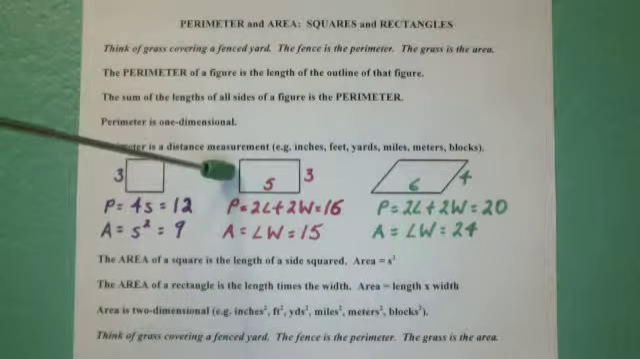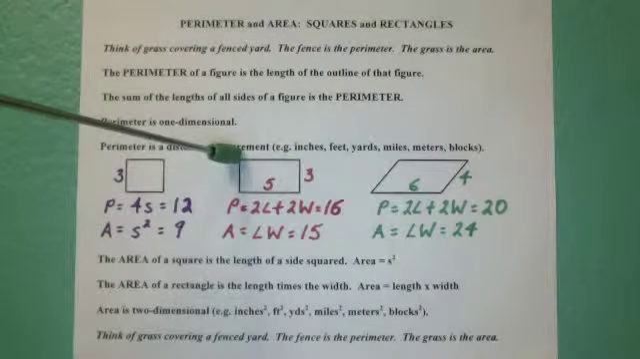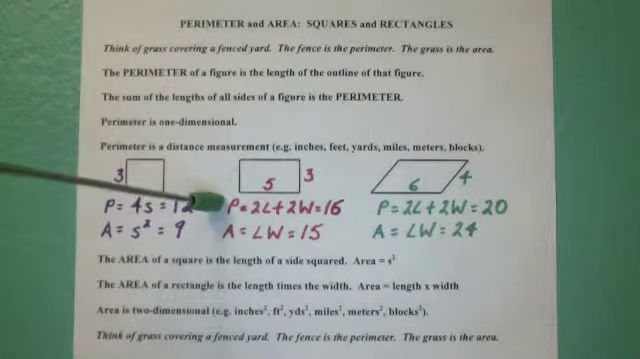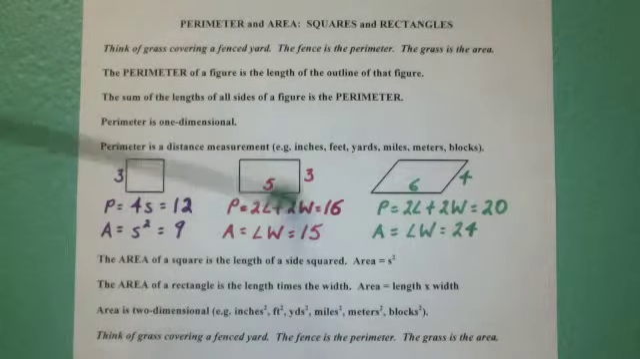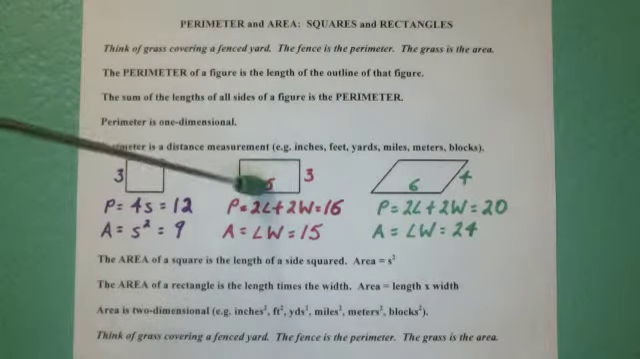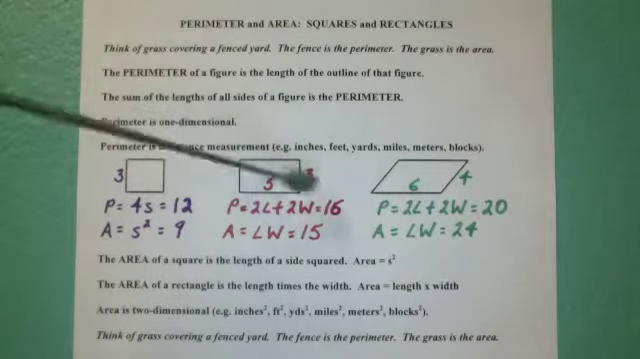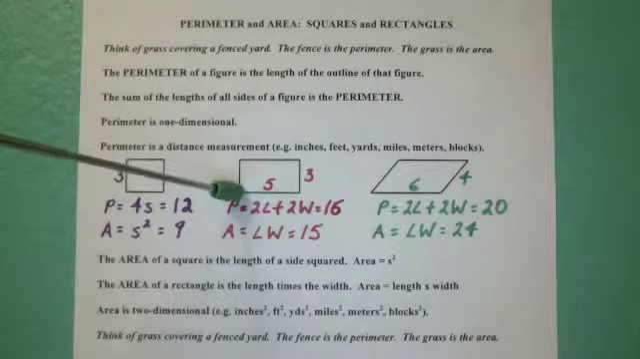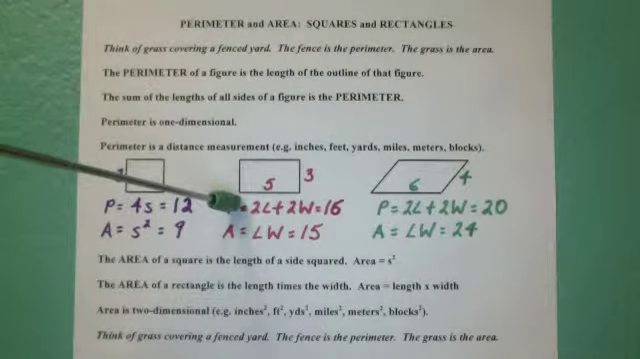This is a rectangle. The perimeter is 2 times the length, because we have 2 of these, and 2 times the width. Perimeter is 2 times length plus 2 times width. 2 times 5 is 10. 2 times 3 is 6. 10 plus 6 is 16. The perimeter of this rectangle is 16, whatever the units are. 5 plus 5 is 10, plus 3 is 13, plus 3 is 16.